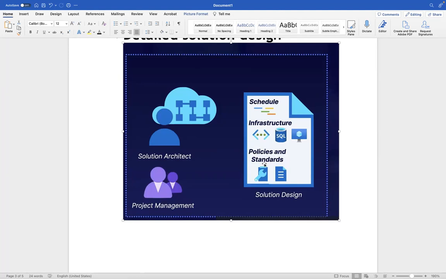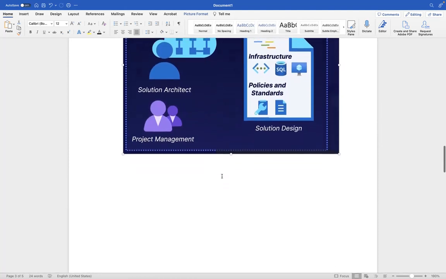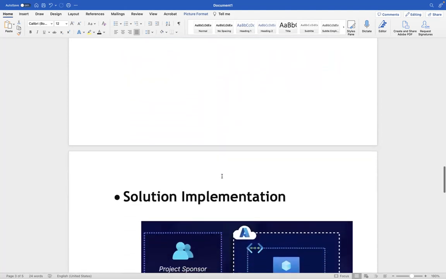So security, identity, and access management, and so on. Again, this might be all the project management resources and other people. It's going to depend on the scope of the work that you perform as a solution architect. Once you've got the detailed solution design, you're ready for the solution implementation, of course.